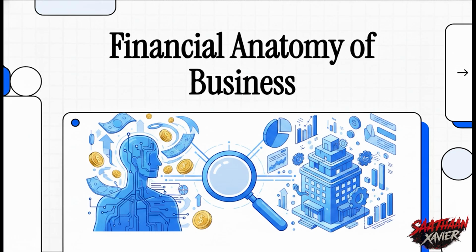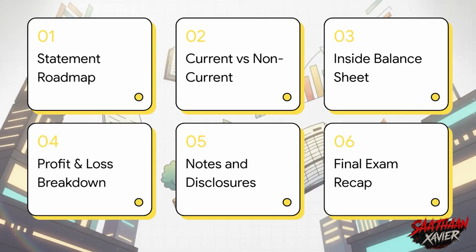Today, we're decoding the exact prescribed financial statement formats specifically for non-corporate entities. You know, things like partnerships, sole proprietorships, and LLPs. We're going to break down the underlying logic, so instead of just blindly memorizing line items, you'll genuinely understand how a business breathes on paper. Okay, so here's our agenda for today's explainer. We'll start with the financial statement roadmap, then move into current versus non-current rules. After that, we'll go inside the balance sheet, do a profit and loss breakdown, dive into crucial notes and disclosures, and finally, wrap it all up with a final exam recap.